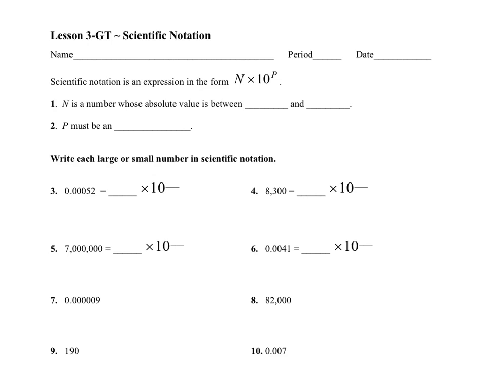Your instruction for number 1, it says scientific notation is an expression in the form of n times 10 to the p power. N is a number whose absolute value is between 1 and 10. And p must be an integer. Alright, so let's check out the other problems.